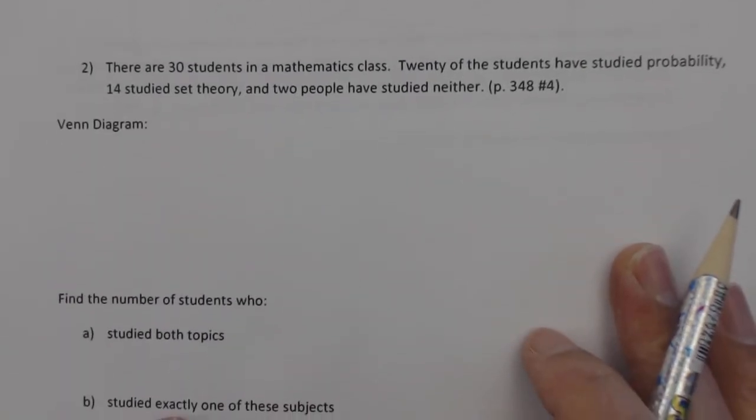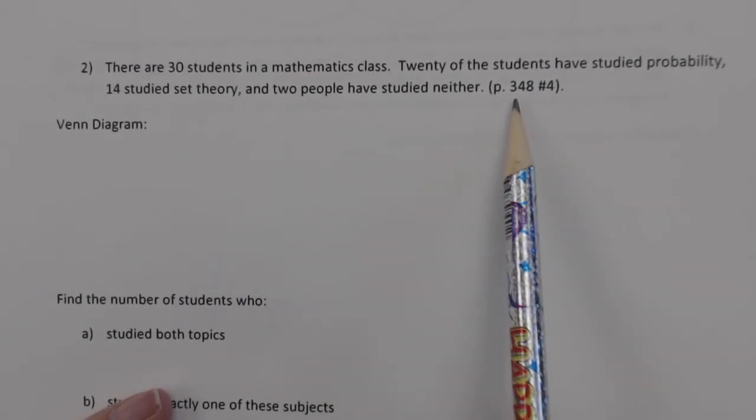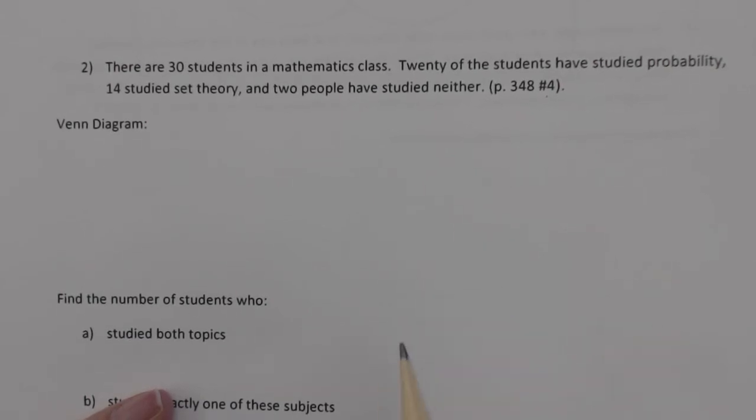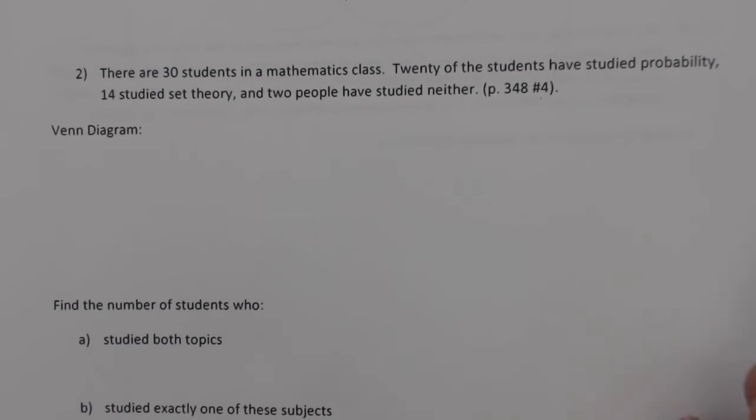Number 2, there are 30 students in math class. 20 of the students have studied probability, 14 have studied set theory, and 2 people have studied neither. Now this is from page 348, number 4, from some of our practice problems you may have read. What I have to say about this one is I changed some of the questions so that they better align with the formative. I wanted you to understand how I ask questions differently. So I'm taking the information and changing the questions.